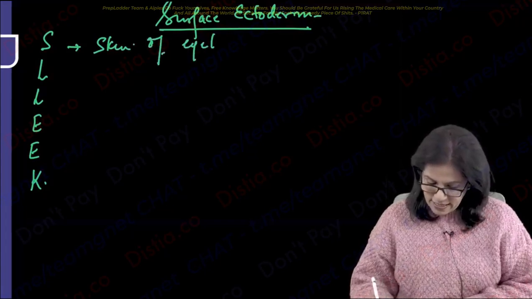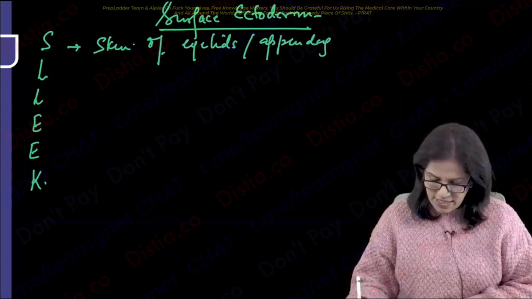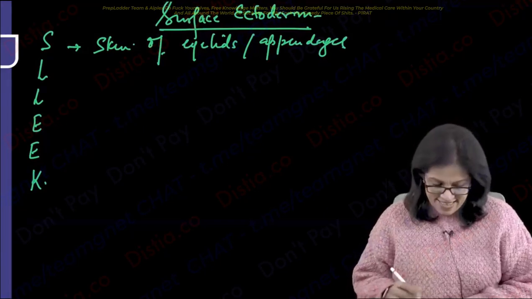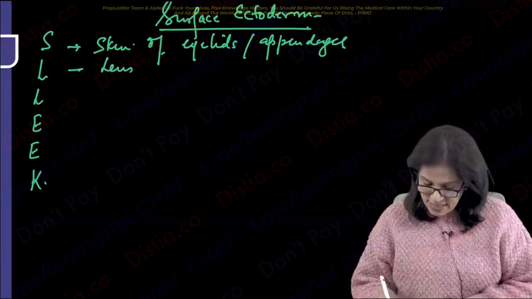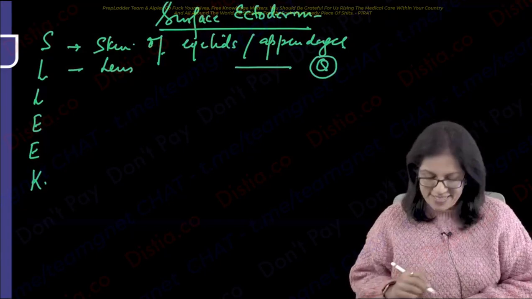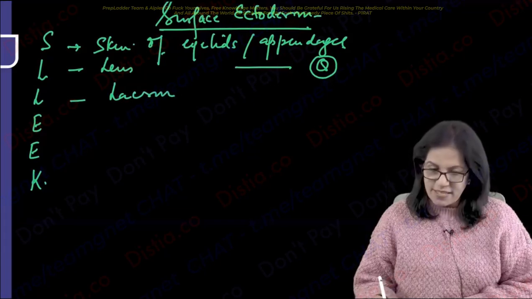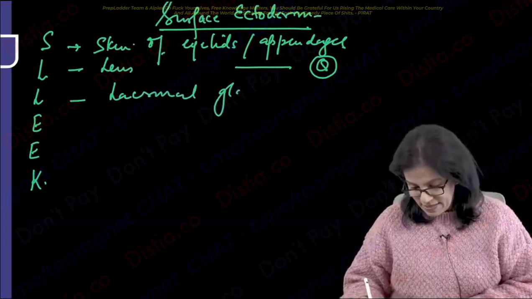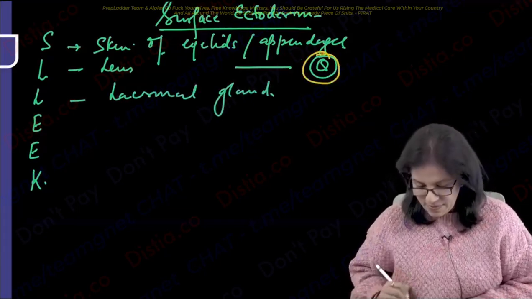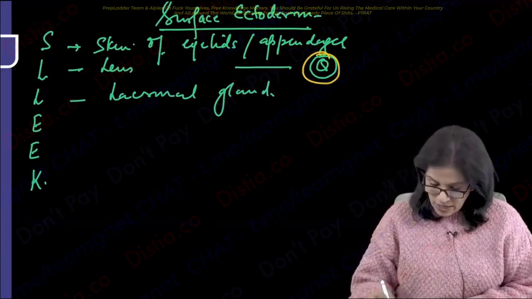Eyelids, right? Eyelid skin, this is all surface and appendages. Make sense? Outside structures, surface ectoderm. Lens, of course, this is an exam question as well. Make a Q here. Another L, lacrimal gland, again easy to learn. This is important, lens. Okay.